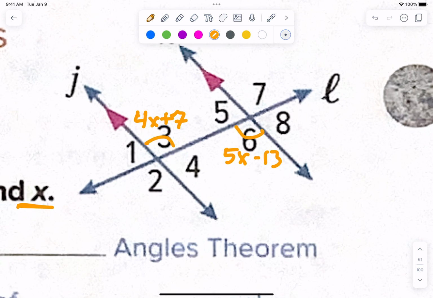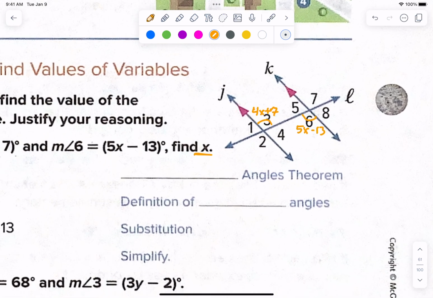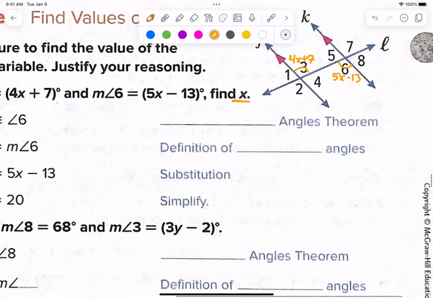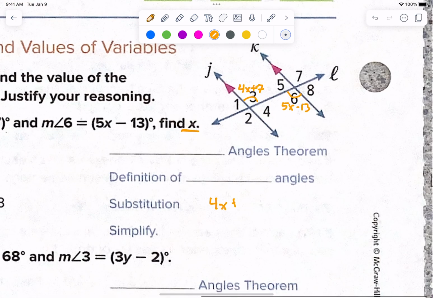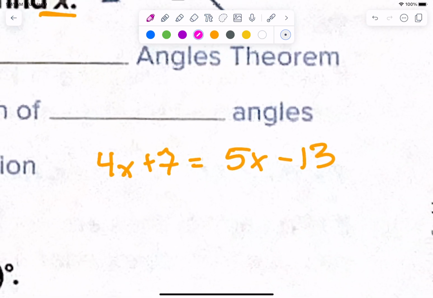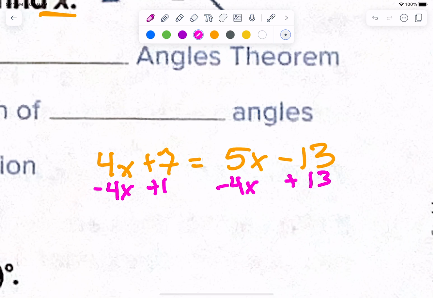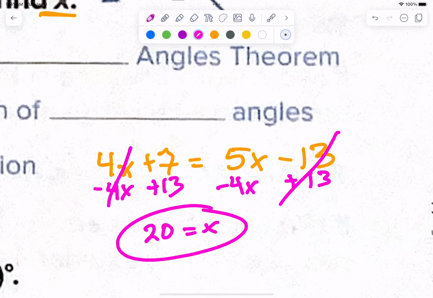You have 2 options, and that is all. Either they're equal to each other, or you add them together and they equal 180. That's it. They're equal to each other because these are alternate interior. I'm gonna do it over here, I don't like to do their work. 4x plus 7 equals 5x minus 13. I'm gonna subtract my 4x, and I'm gonna add my 13 over. 20 equals x. Done.